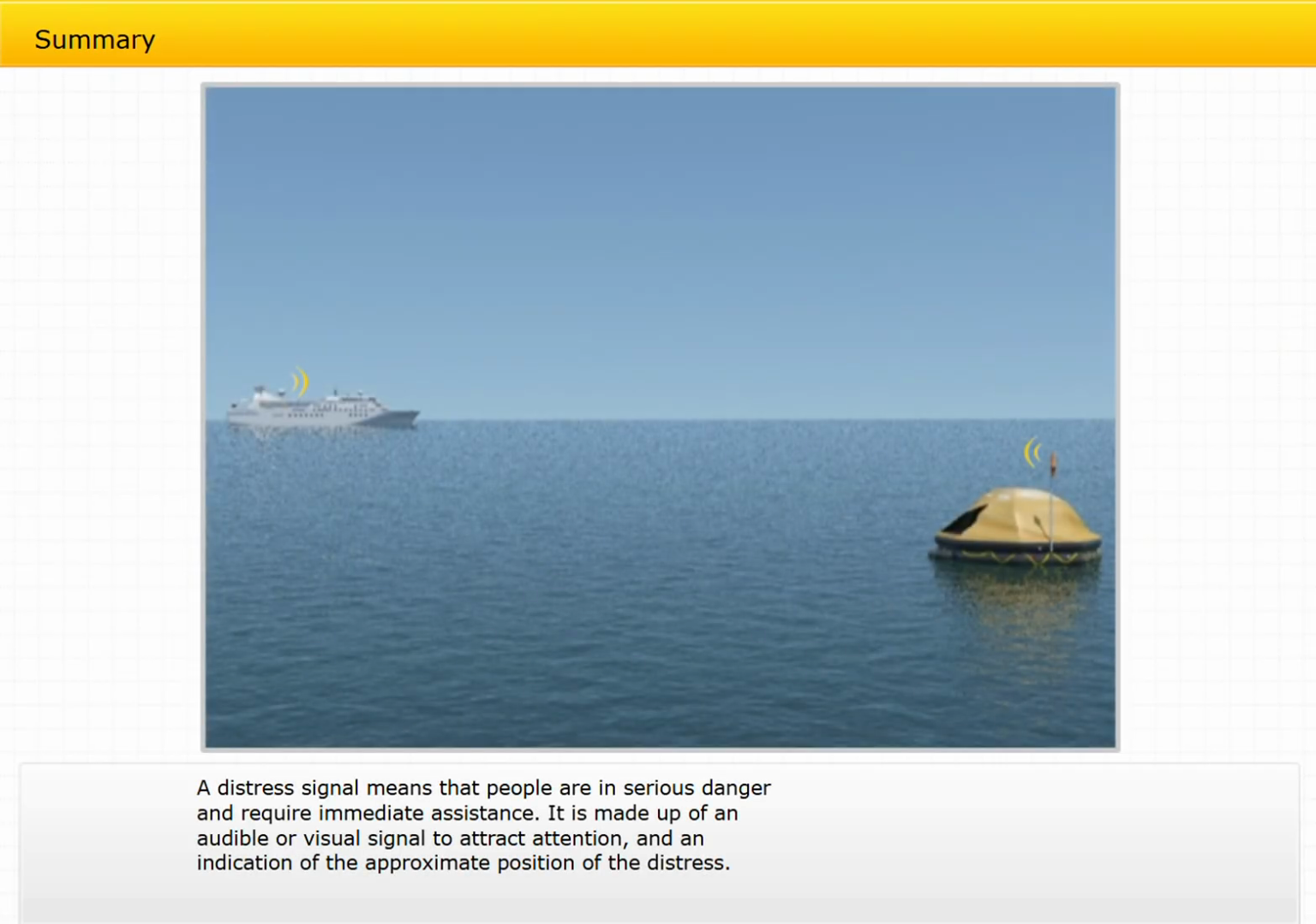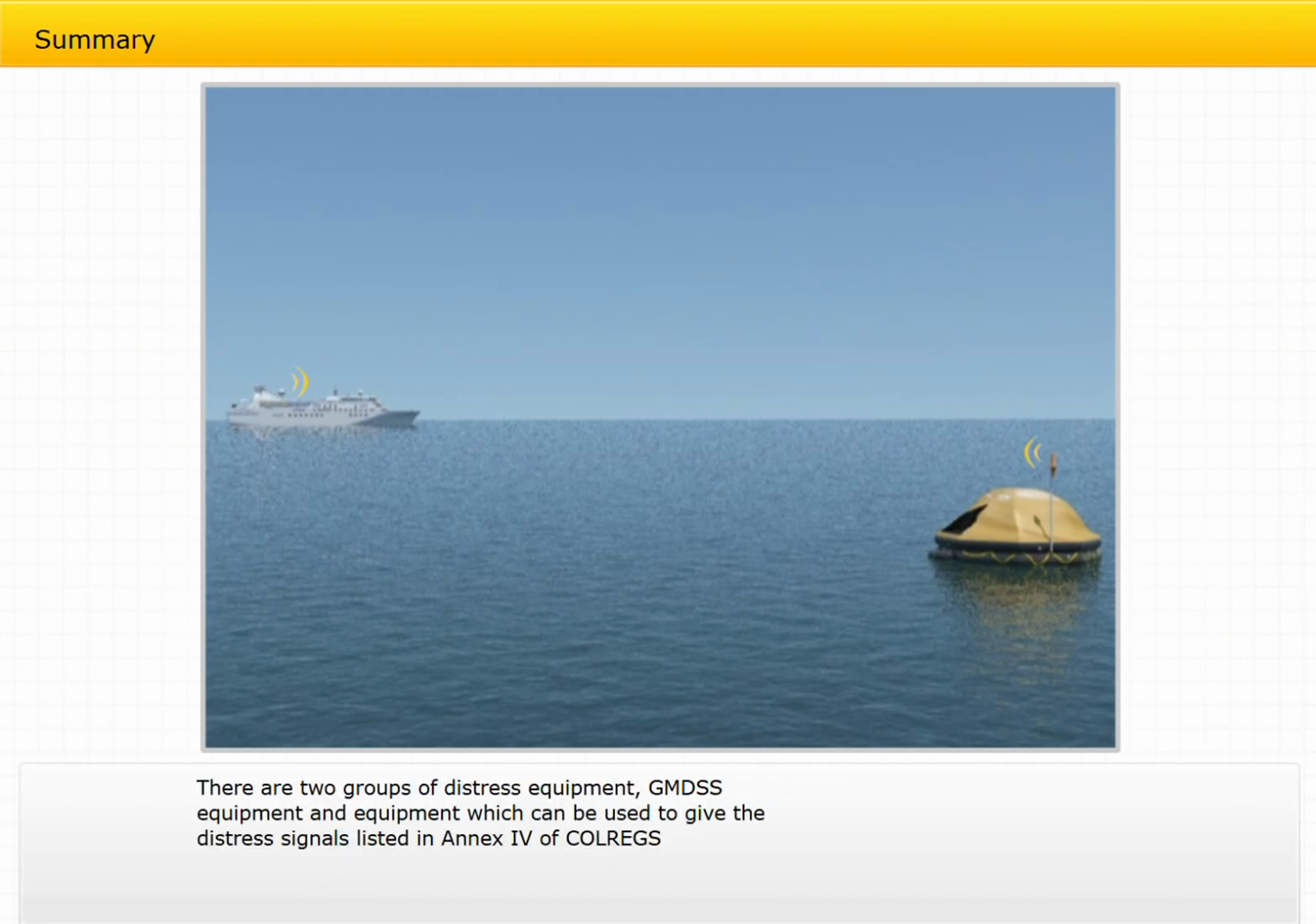Apart from the self-assessment, this chapter is now complete. Before moving on to the next chapter, here is a summary of the key points from this one. A distress signal means that people are in serious danger and require immediate assistance. It is made up of an audible or visual signal to attract attention and an indication of the approximate position of the distress. There are two groups of distress equipment: GMDSS equipment and equipment which can be used to give the distress signals listed in Annex 4 of COLREGs.